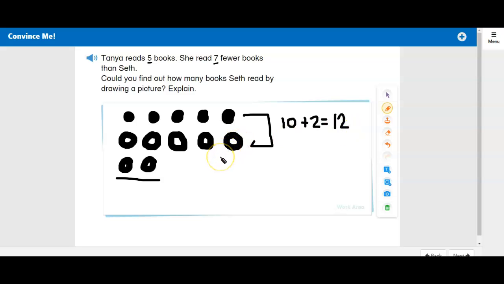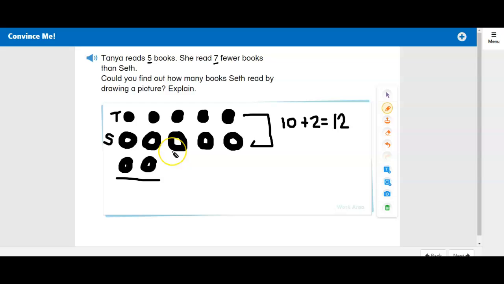So we were able to draw a picture to show the amount of books that Tanya read. So I'm going to write a T. And then we know that she read 7 fewer than Seth, which also means that Seth read 7 more. So then we wrote 7 more circles to show Seth's, and then made 10 and added our 2 left over.